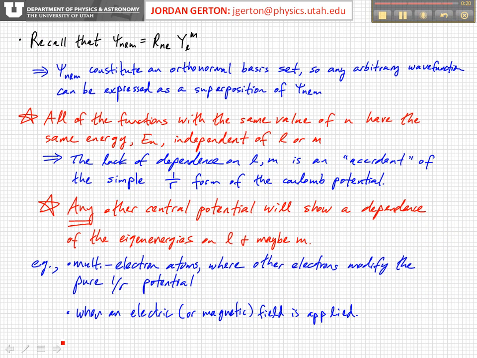Now recall that the total wave function solutions in the central force potential are a product of these radial solutions, which we just found, and the angular solutions, which we found in previous lectures.